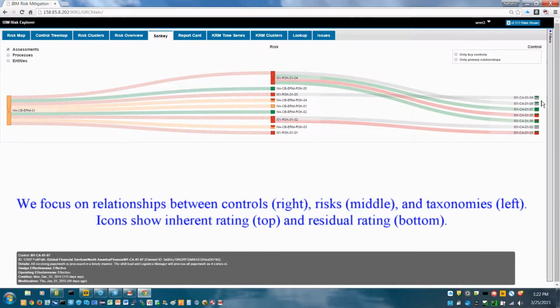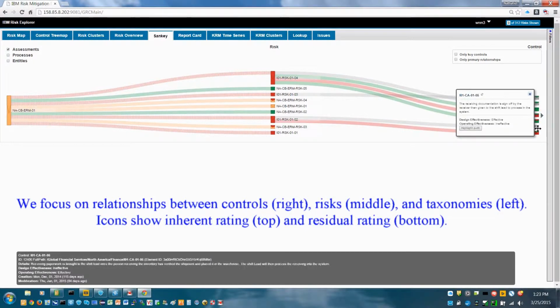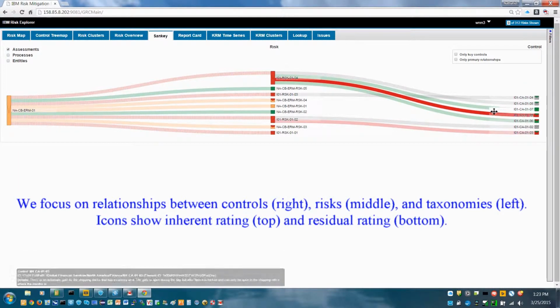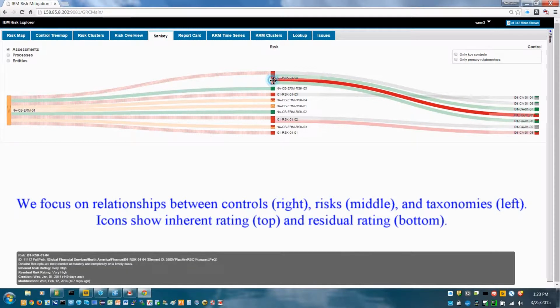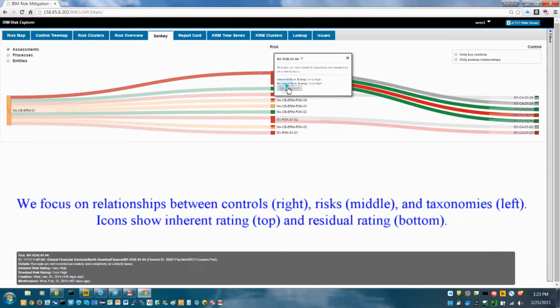Here we see the various controls. These also have ratings for design effectiveness and operating effectiveness. Design is theory, operating is practice. This control shows green at the top for effective design effectiveness and red at the bottom for ineffective operating effectiveness. We've highlighted the path from the control to the risk. You can also take a look at all of the control paths to the risk.